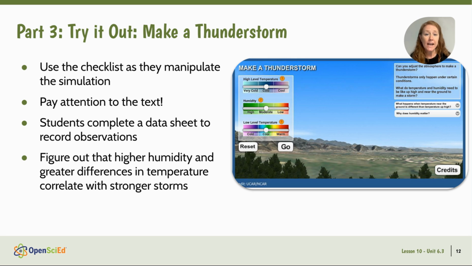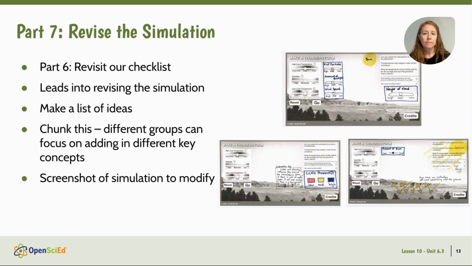The big idea that students are going to take from this is that the combination of higher humidity and greater difference in the high level versus low level temperature correlates with stronger storms.